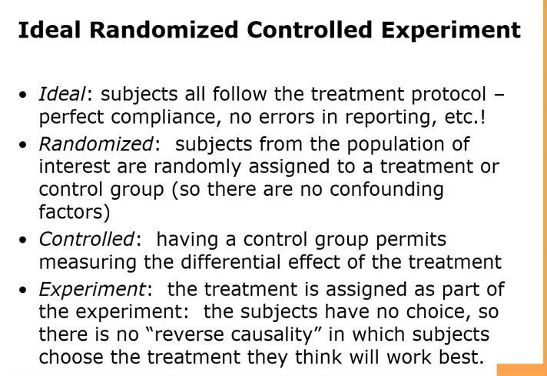Controlled means having a control group permits measuring the differential effect of the treatment. So it simply means that you have a control group and you have a treatment group. So when you actually get the results of the experiment, you can measure the differences in the test scores between the treatment group and the control group. An experiment, which is the last word, simply means that subjects have no choice. So there is no reverse causality in which subjects choose the treatment they think will work best.